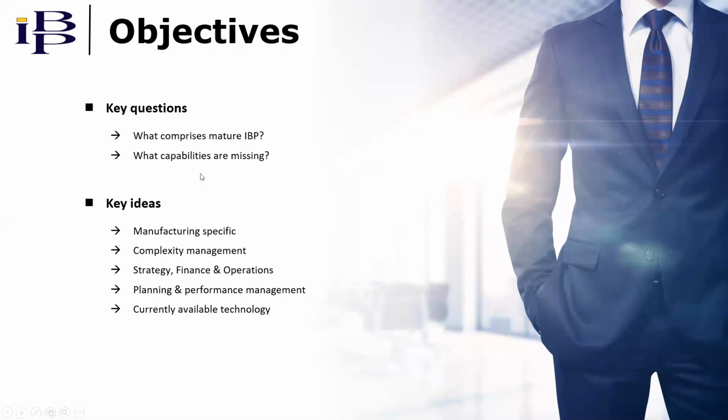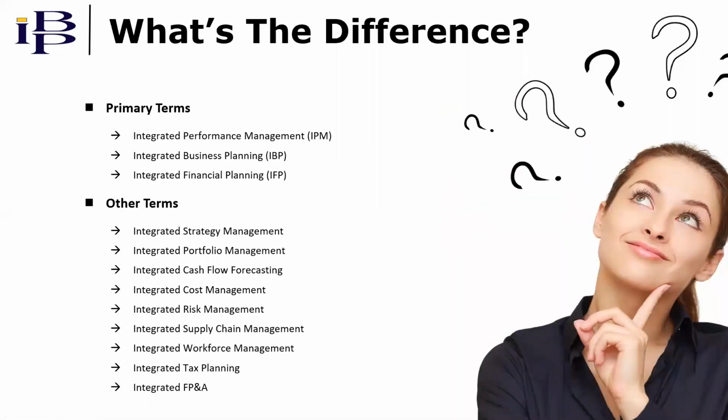Hopefully you've seen what comprises mature IBP and what capabilities you might be missing. We've talked about something which is pretty manufacturing specific, addresses complexity, and brings together strategy, finance, and operations, as well as planning and performance management. And like I said, anything I talk to you about today is really based on currently available technology, so I'm not talking about pie in the sky stuff. And hopefully you've understood that all of these different ideas, these integration terms, really are part of the same thing. If you're really looking to create value and drive strategy, you need to think of these things in terms of one overarching system that brings them together.